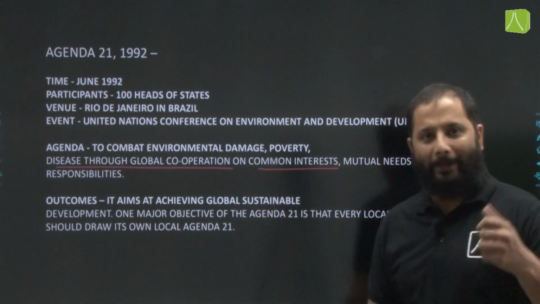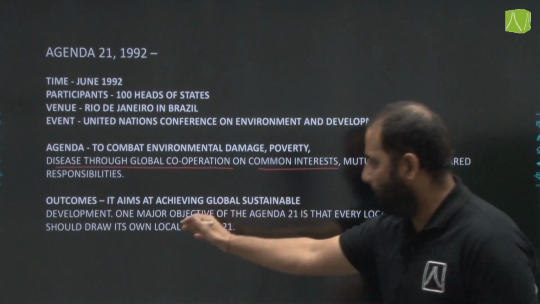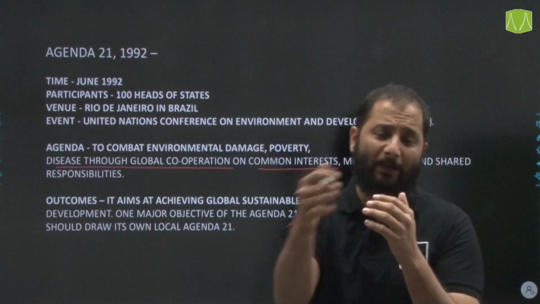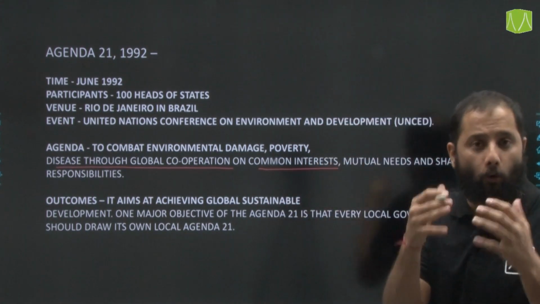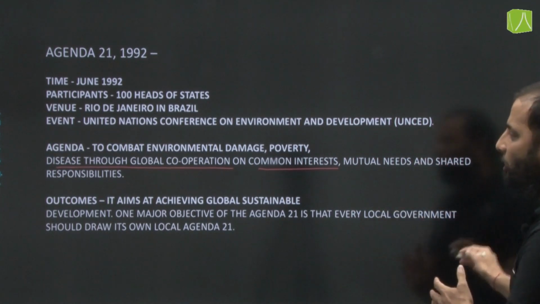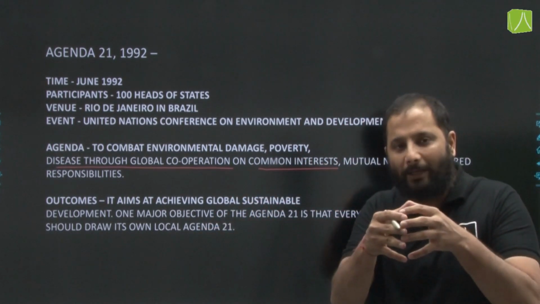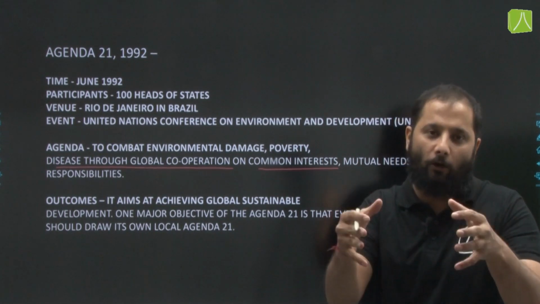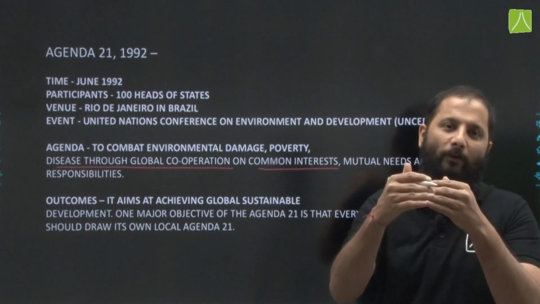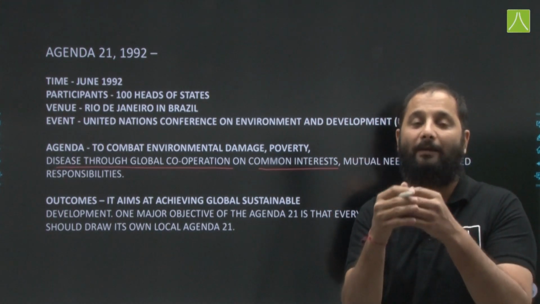Outcome was, it aims at achieving global sustainable development, and one major objective of this Agenda 21 is that different states should also come up with their own Agenda 21s. That is, every local government should draw its own local Agenda 21. So, that means a local Agenda 21 for every government, every nation, and later on those Agenda 21s will try to achieve the Agenda 21 goals which have been set at the global level.